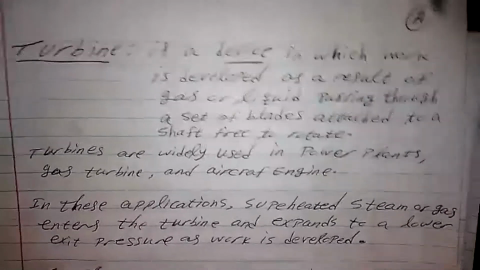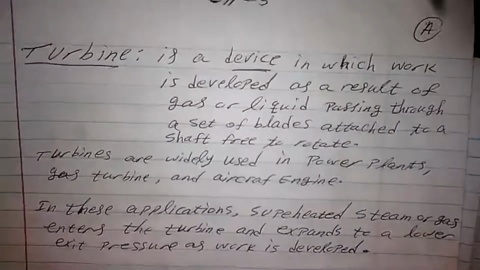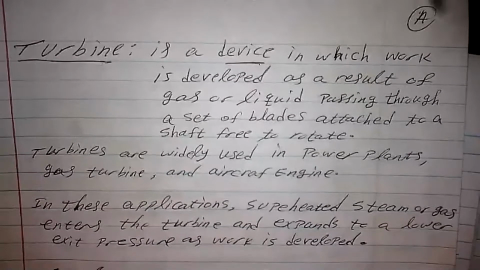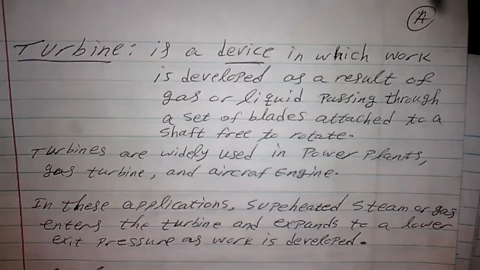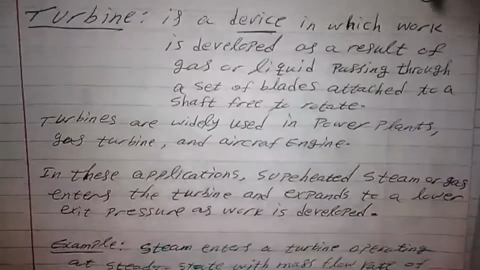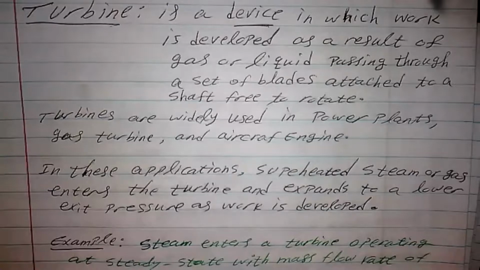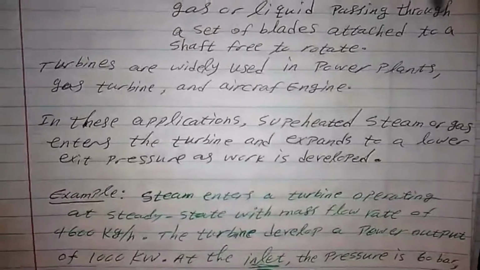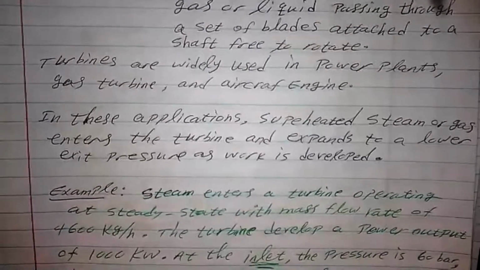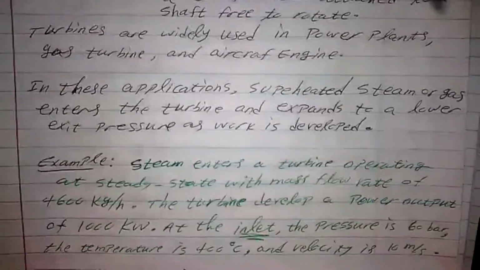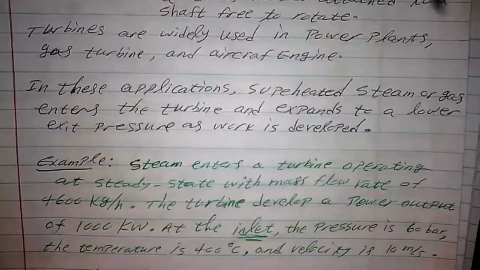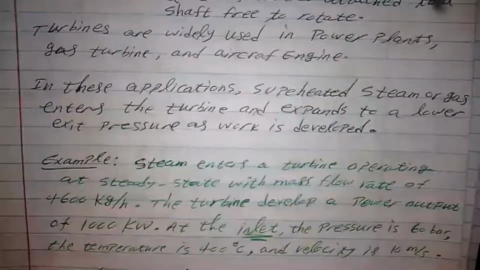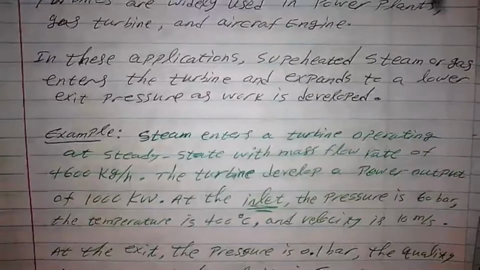So let me just quickly go over this again. We already talked about the turbine: a device in which work is developed as a result of gas or liquid passing through a set of blades attached to a shaft free to rotate. Turbines are widely used in power plants, gas turbines, and aircraft engines. If somebody wants to study more about these thermodynamic devices, you have to take advanced courses in thermal. In these applications, superheated steam or gas enters the turbine and expands to a lower exit pressure as work is developed.